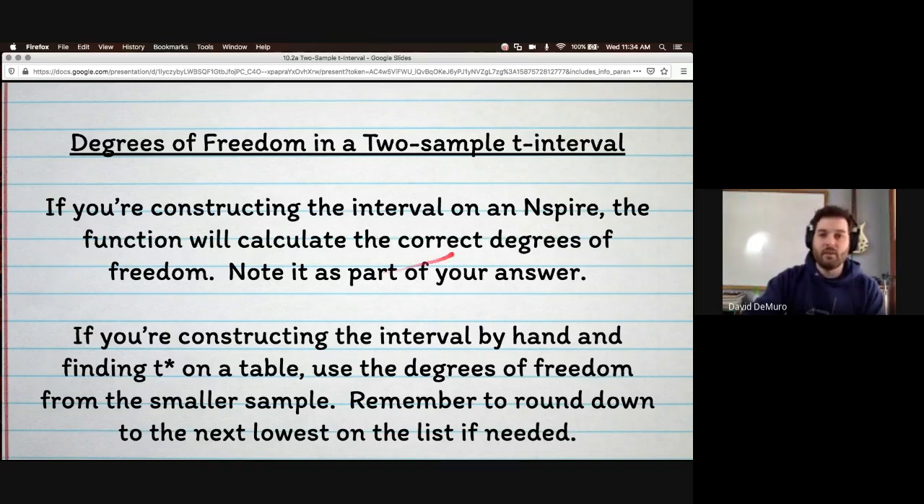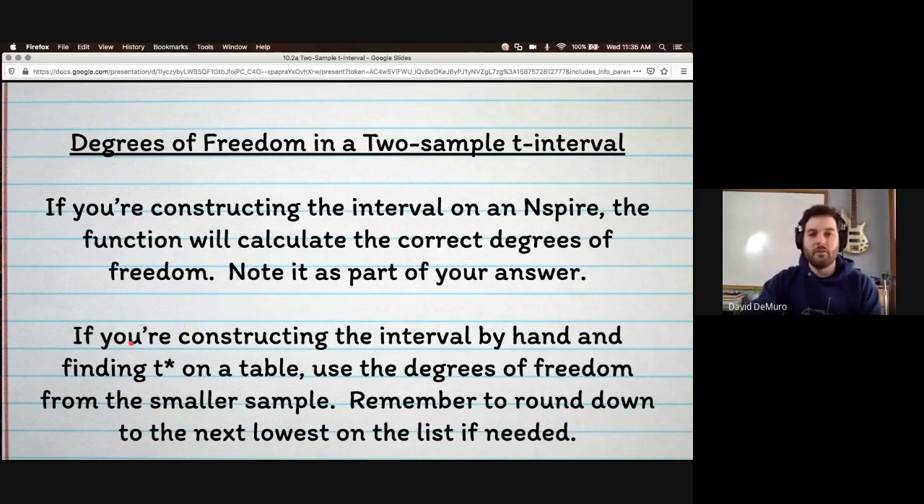If you're constructing the interval on an Inspire, using the function on the Inspire, I'll show you that in a little bit, then that function is going to calculate the degrees of freedom for you. You don't even have to think about it at all. Just put in your info, and it'll give you your degrees of freedom. Just make a note of it as part of your answer.